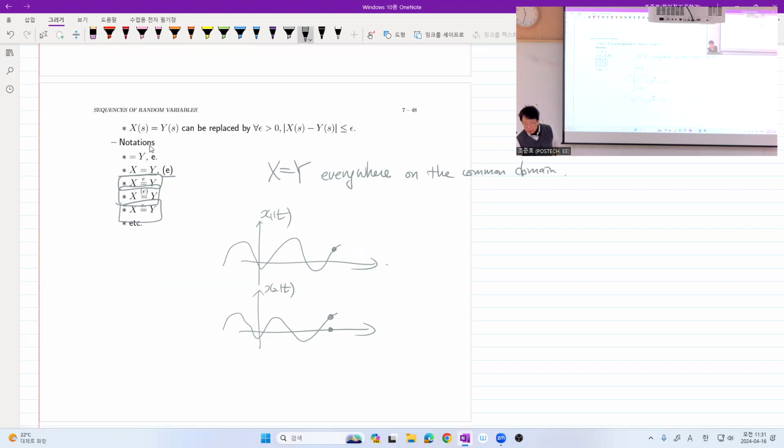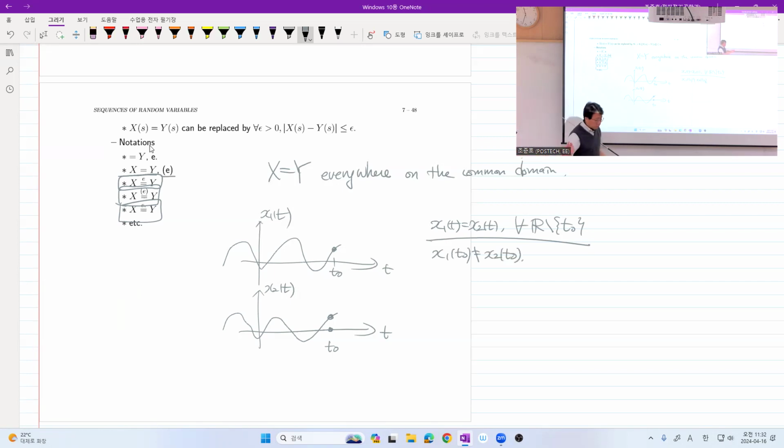Then are they really different functions? So it's like x1 of t equals x2 of t for all real numbers except t0. Then we just say that, oh, I am sorry, two functions are different. It does not make sense because usually in electrical engineering, what is important is energy.